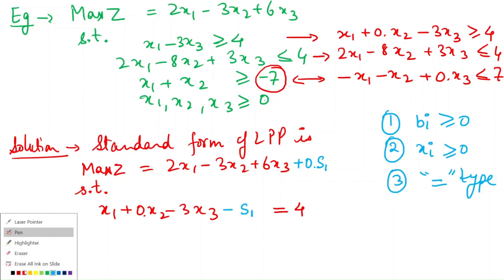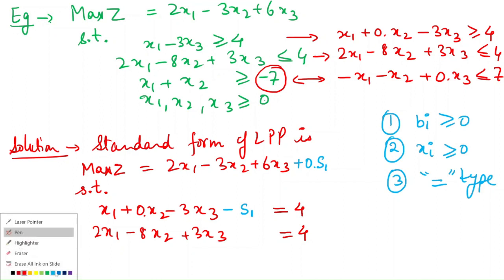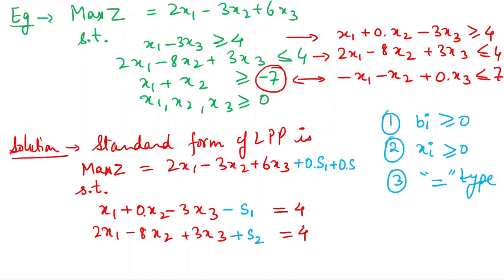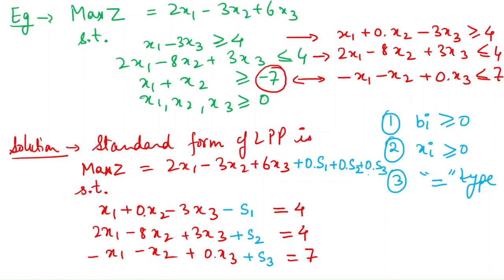Then we have another one, 2x1 minus 8x2 plus 3x3. It's a less than or equal to type, so I can make it equal to 4 only if I add a slack variable. So I'll be adding a slack variable s2. So this would be in the objective function. Again, it has 0 cost. Then the last one, minus x1 minus x2 plus 0 x3. Again, it is a less than or equal to type, so I will be adding another slack variable s3, so it would be 0 times s3.